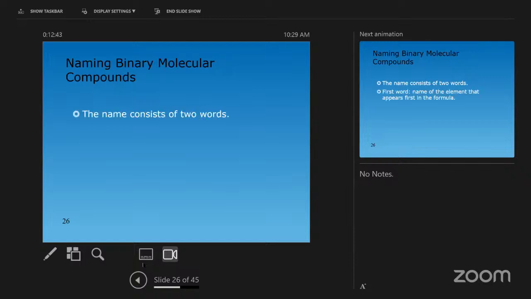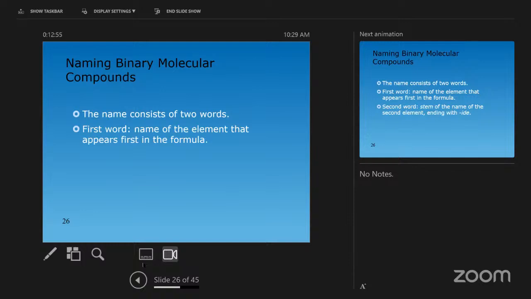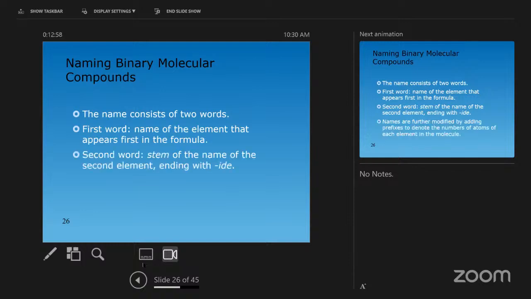First of all, the name consists of 2 words, right? The first word for naming these compounds will be the name of the element that appears first in the formula, right? So that's the first word. The second word is then the name of the second element, all right? So for example, if the second element is oxygen, the name is oxide. If the second element is nitrogen, the name is nitride. If the second element is sulfur, the name is sulfide, and so on. All right, so that's what we mean by the second word. The name of the element is followed by the suffix -ide.